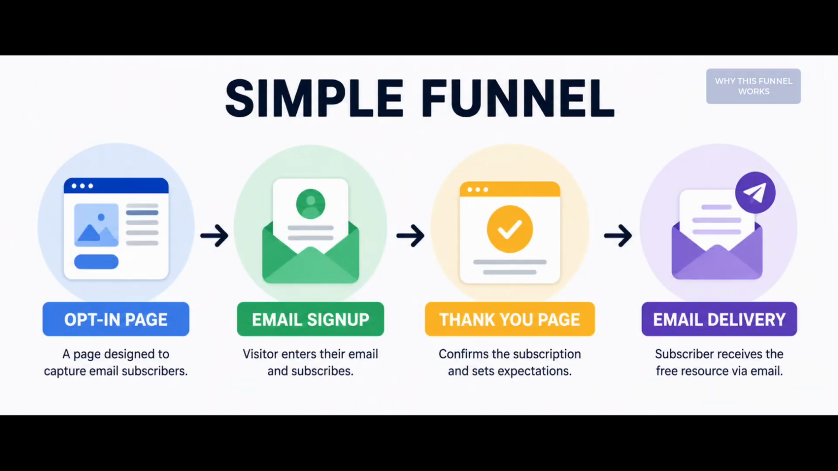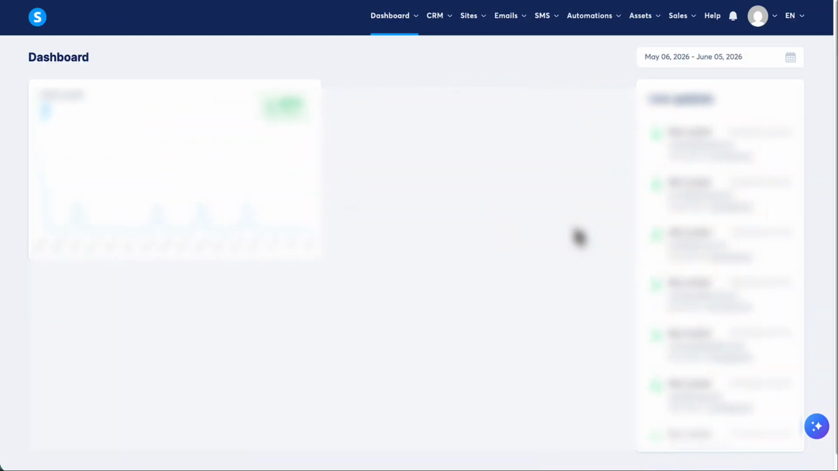So what funnel should a beginner build first? A simple lead generation funnel: an opt-in page, an email sign up, a thank you page, and an email that delivers your free resource. That's it. This funnel helps you do the most important thing first. Build an audience, because before you can sell anything, you need people to sell to. Now let's build it, and remember, we're not trying to build the perfect funnel, we're building a working funnel.